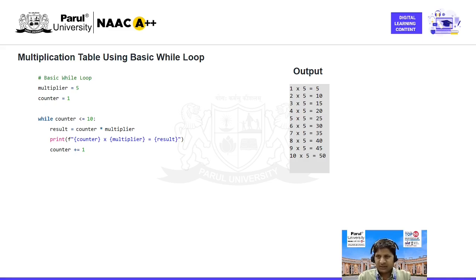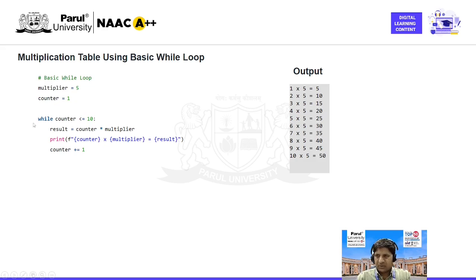While counter is less than or equal to 10. It means it starts from 1 and goes up to less than or equal to 10. Result equals counter times multiplier. You can see the counter goes 1, 2, 3, 4, 5, 6, 7, 8, 9, 10, and the multiplier will be the same. Print counter times multiplier equals result. You can see the table format. Counter plus equal to 1 means this one is the increment.